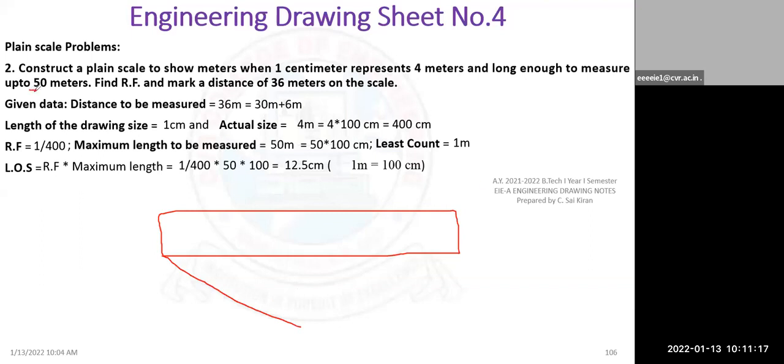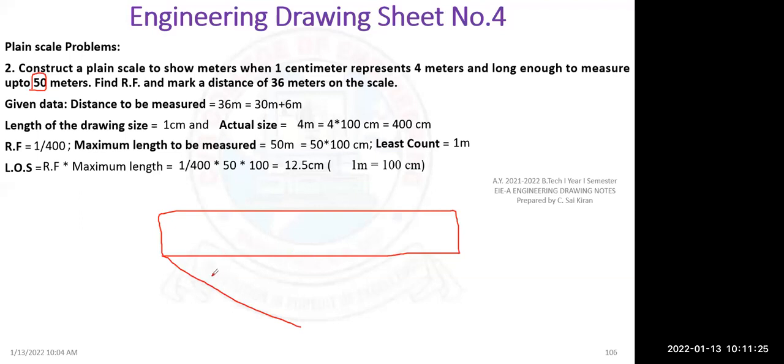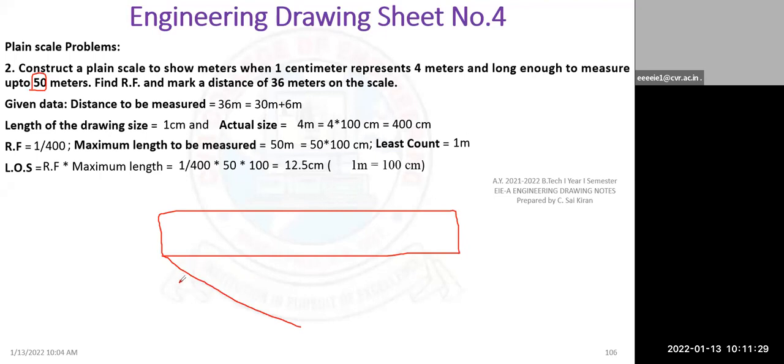It can measure up to 50 meters. So here you are not dividing into 50 equal parts. We have to divide into 5 equal parts, because if I divide into 50 equal parts, it takes more time. So I make each division 10 meters. That's the reason I divide it into 5 equal parts. So it is 1 dash, 2 dash, 3 dash, 4 dash, and 5 dash.